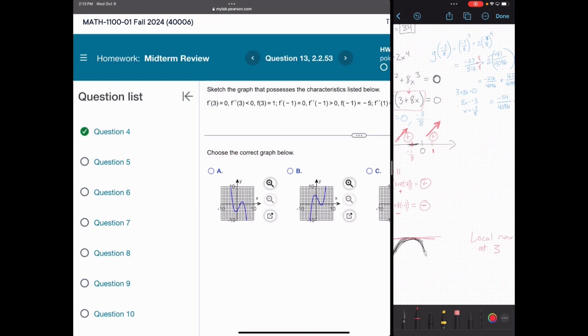What about the next one? Sorry. What about negative 1? F prime of negative 1 is equal to 0. Also a critical point. Negative 1 is also a critical point. The second derivative at negative 1 is positive, which means I'm concave up at negative 1. If I'm concave up at a critical point, it's a local minimum. Right. If you're concave up at a critical point, you're at a local minimum.